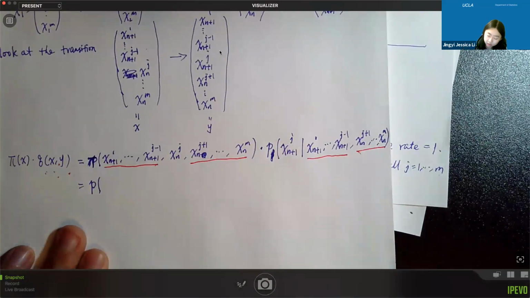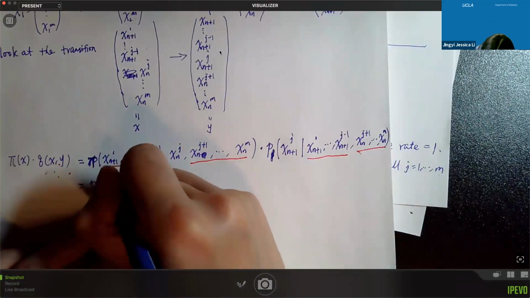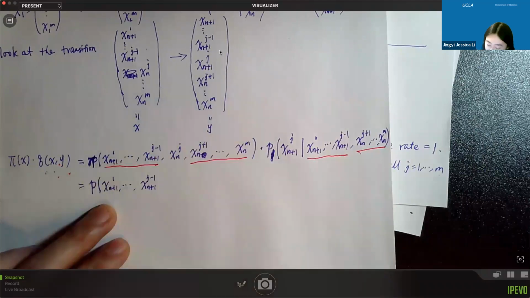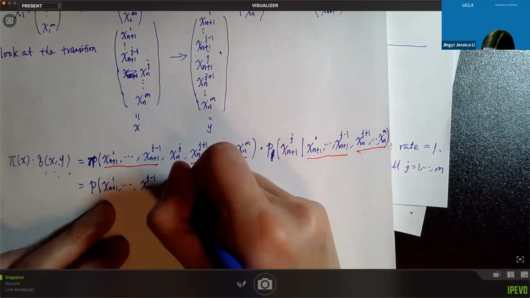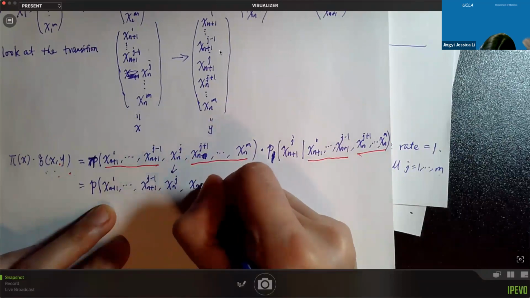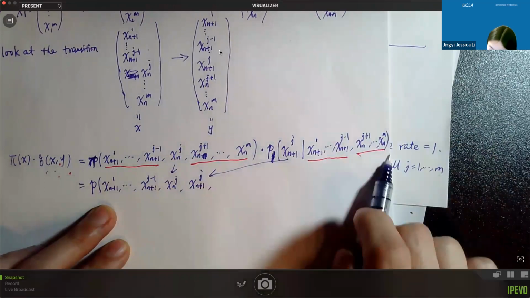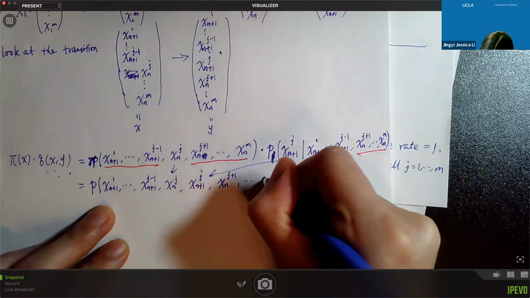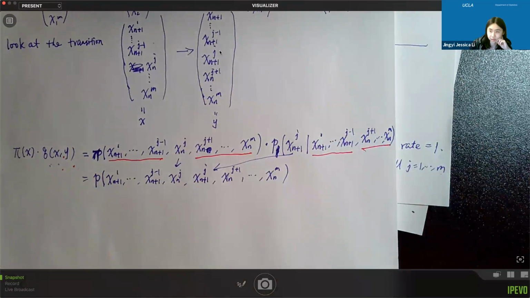So what's left is x_{n+1,1} to x_{n+1,j-1}. For the jth dimension, I'm going to have x_{nj} that comes down from here, and I'm going to have x_{n+1,j}, the next value that comes from here, and all the other things, x_{n,j+1} to x_{n,m}. Okay, that's for the left-hand side.